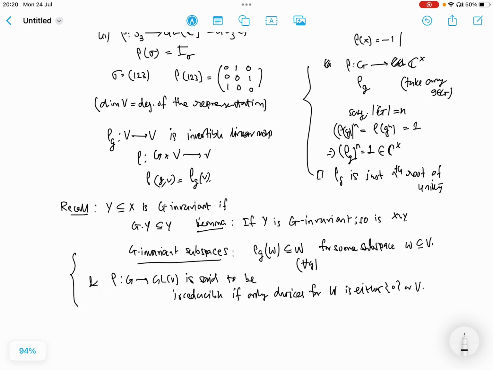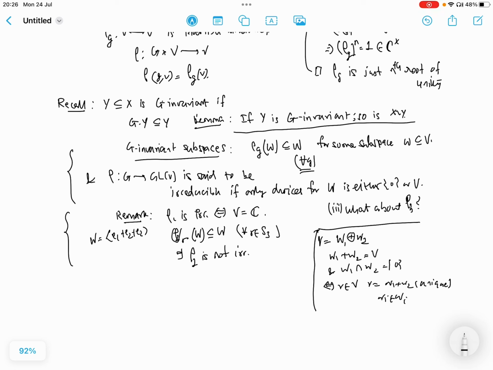Because, let's see, V is the direct sum of W1 and W. Then what does it mean? It means that V is equal to this, and their intersection is just zero. So that is called the direct sum of W1 and W. And equivalently, any vector can be written uniquely as two elements of the subspace, and the expression is unique. Okay.